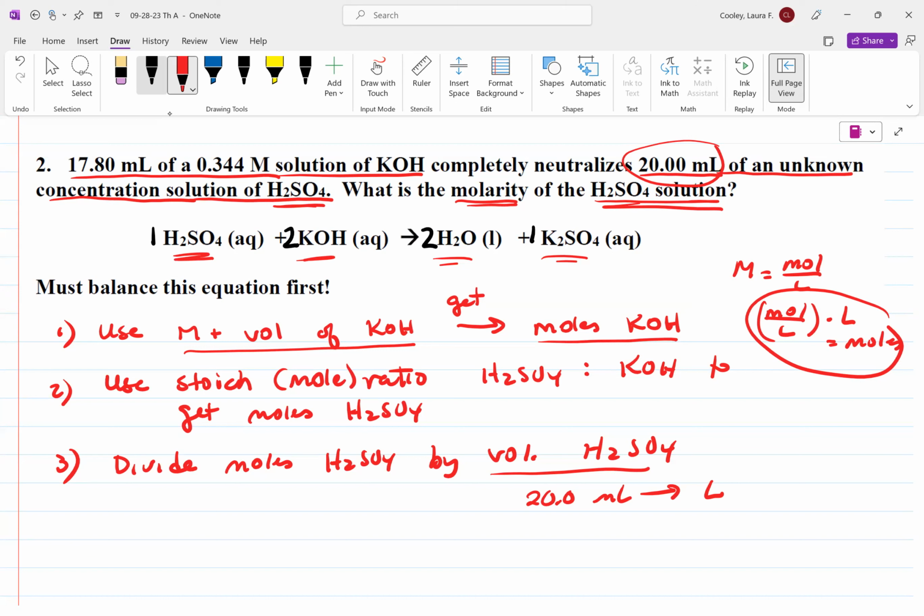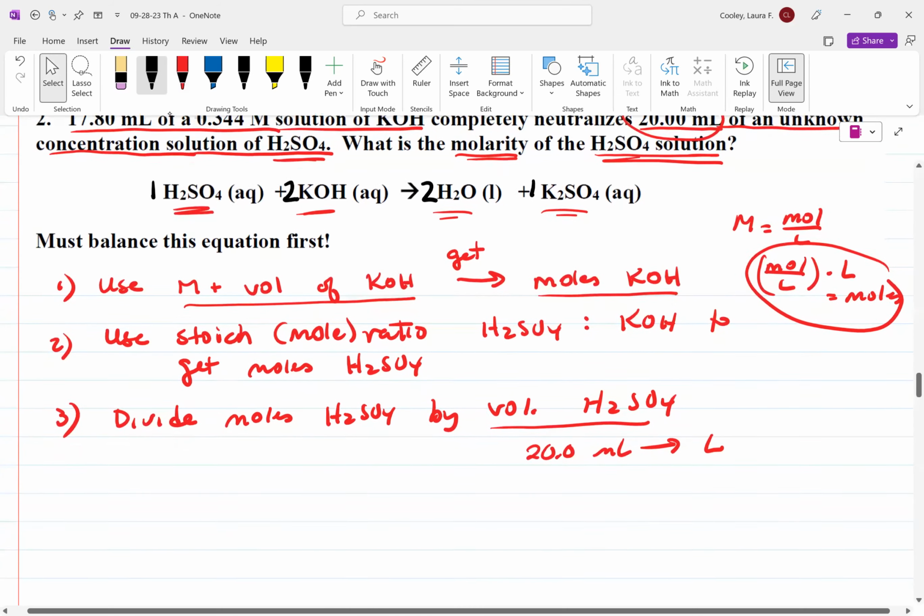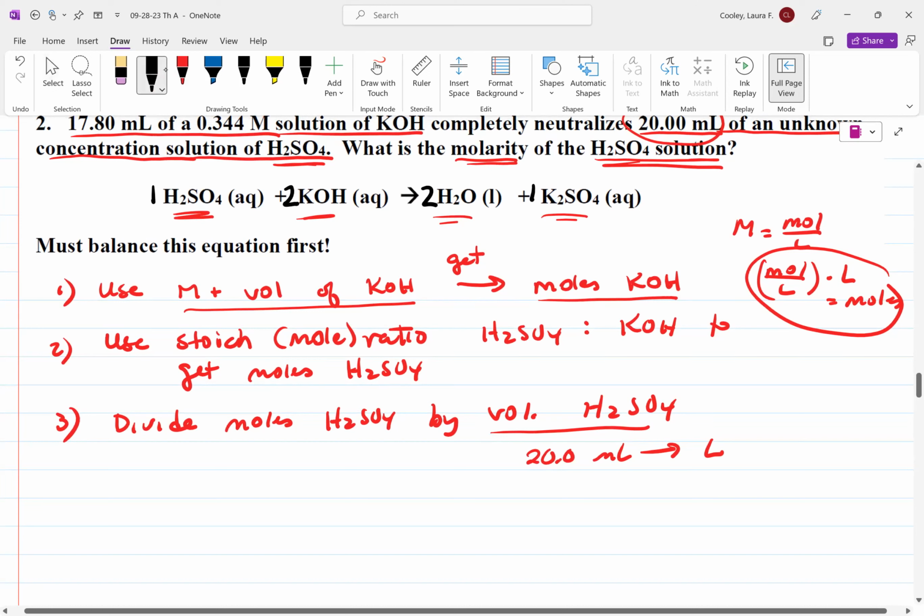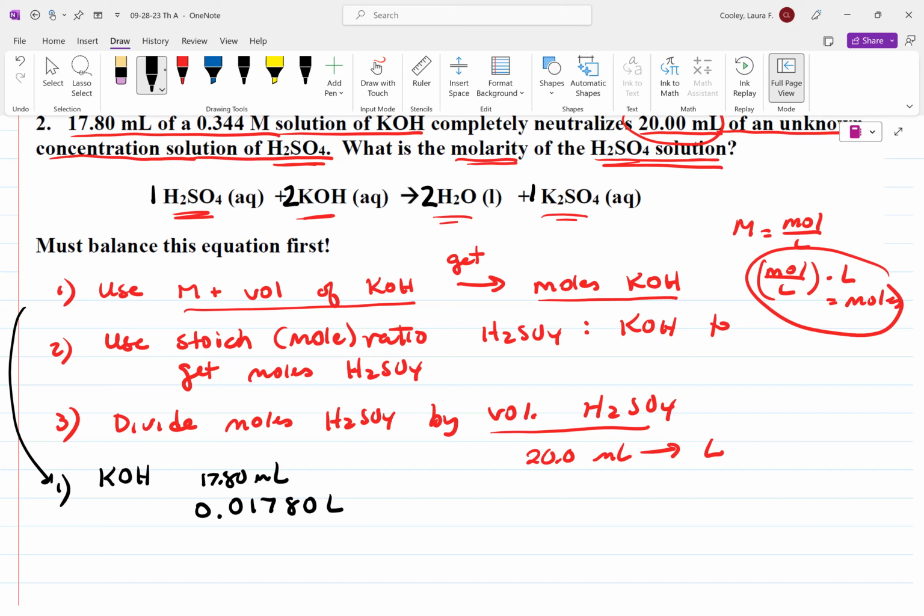All right, so I'm going to go over this problem. I have the KOH, which is what we're going to start with. This is number one. We have 17.80 milliliters. That's 0.01780 liters. Okay, stop me if you don't understand something. Times 0.344 moles per liter. That's what molarity means. Cross out liters and you get moles.